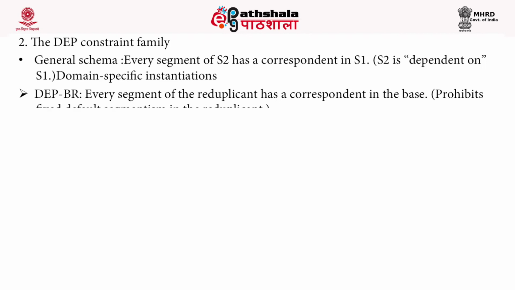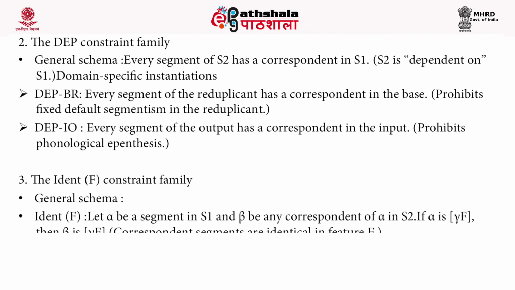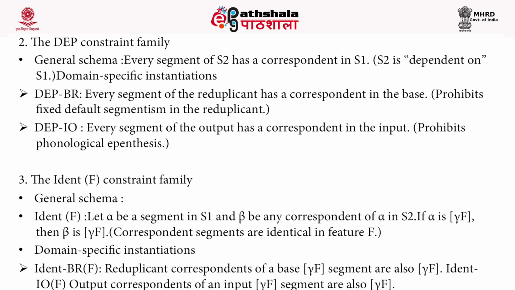The DEP constraint family talks about no epenthesis. Now you cannot epenthesize any segment. So now that talks about, again, the BR and the IO family. DEP-BR is no epenthesis in the reduplicant: if there is something in the base, you cannot epenthesize in the reduplicant affix. And DEP-IO talks about no epenthesis in the output form: every segment in the output must have a correspondent in the input. Similarly in BR, every segment in the reduplicant must have a correspondent in the base.